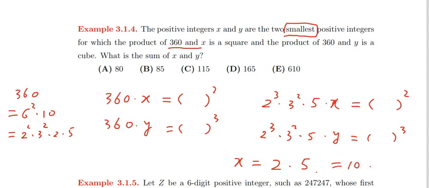So for y, 2 cubed is okay. For 3 squared, we need one more 3. And for 5, we need at least 5 squared, right, to make a cube. So y equals 3 times 5 squared, which is 75. So we say the smallest x is 10, and the smallest y is 75.